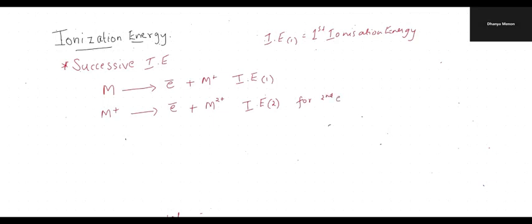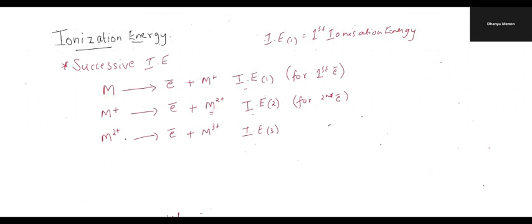This is for the first electron. Suppose I have to remove an electron again from this metal 2+ ion. I provide energy again and I get a metal 3+ ion. For the third electron, the energy that I'm providing is the third ionization energy. So you can see these are successive ionization energies: ionization energy 1, 2, and 3.